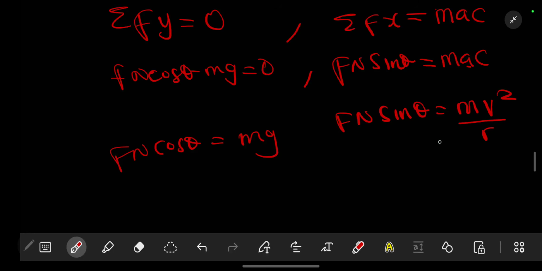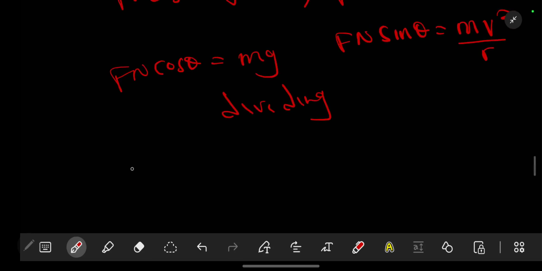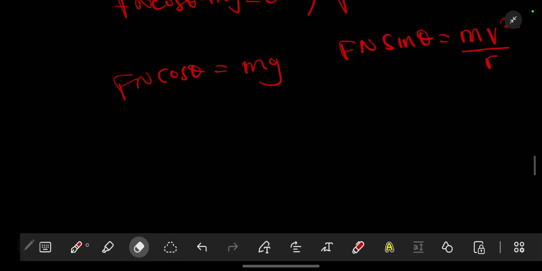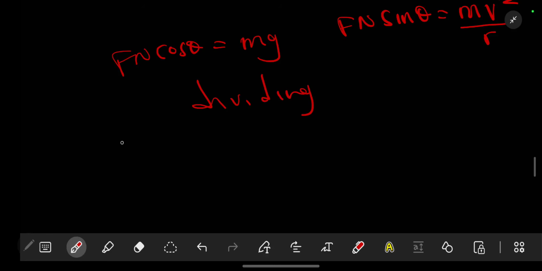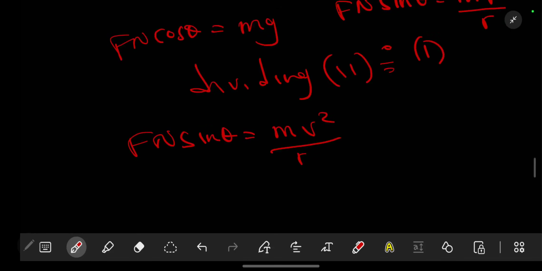So dividing these two, we have Fn cosine of theta should be equal to mg. We cannot divide, we can just make one the subject of the formula, but let's just divide to make things easier. So dividing, the one with sine is the one you put on top. So we are going to have Fn sine of theta should be equal to m v squared over r. Then divide this by Fn cosine of theta.